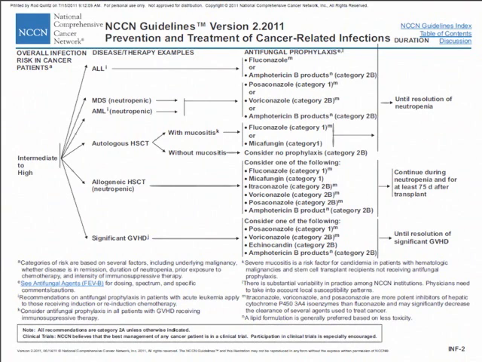Our autologous stem cell transplant patients with mucositis should get fluconazole or micafungin. Without mucositis, they may not need prophylaxis. Most centers still give fluconazole.